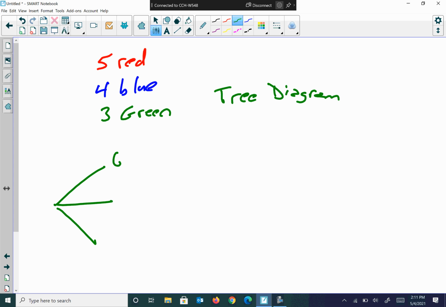So green, 3 plus 4, so there's 10 total. So the probability of pulling a green on your first is 3 out of 10. The probability you pull a blue marble is 4 out of 10. And the probability of pulling a red marble is 5 out of 10. Now, the order I've written these does not matter.